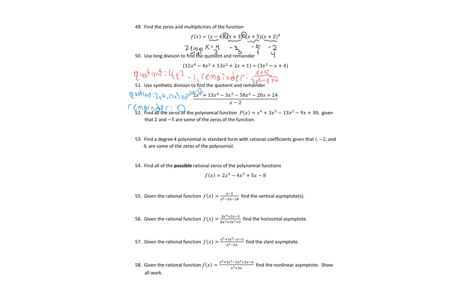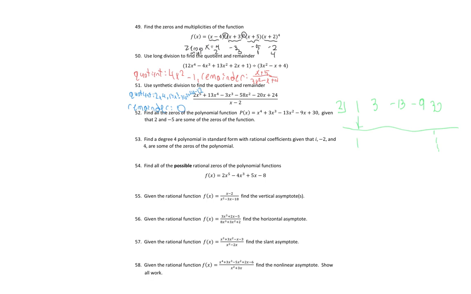Okay. Going to this next one, find the zeros of a polynomial function, given that 2 and minus 5 are some of the zeros. So what we're going to do is start off with the things that we know are zeros, and we'll do synthetic division. So 3, minus 13, minus 9, and 30.